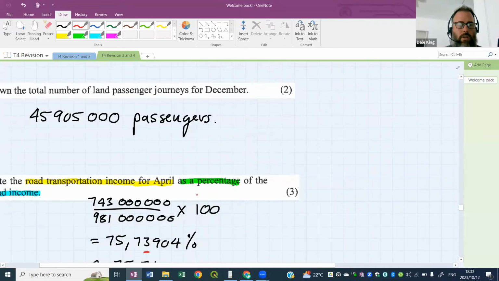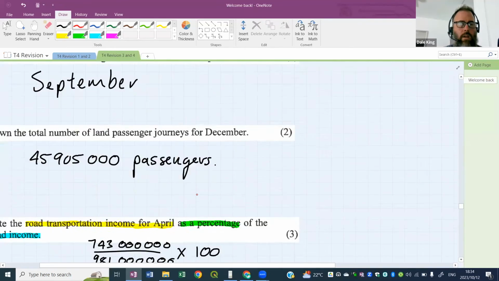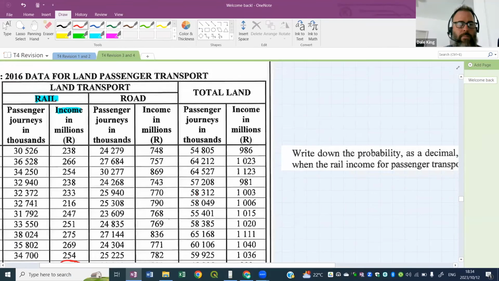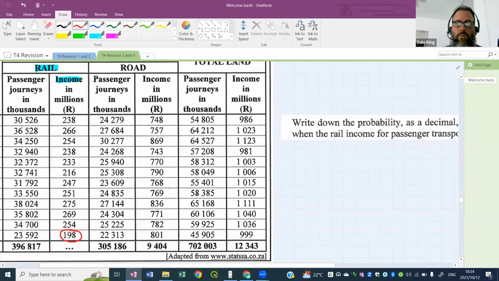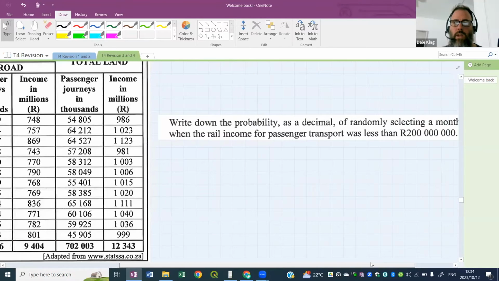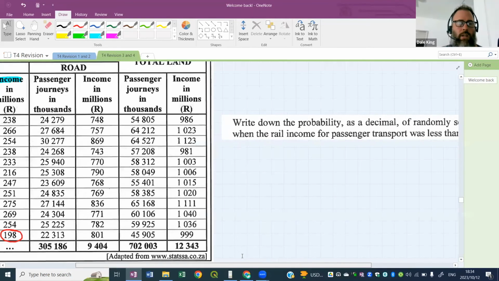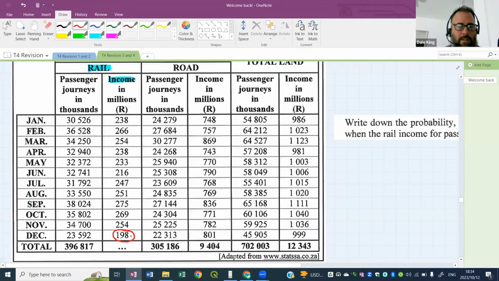And they said 200,000 or 200 million. Let's read the question again. 200 million. All right. So where is the rail income for passenger transport? Is it cost? Let's check. 200 million rand. Yes. What's the probability as a decimal of randomly selecting a month when the rail income for passenger transport was less than 200? All right. So we see this happening once down here at the bottom. Out of how many? 1 out of how many?